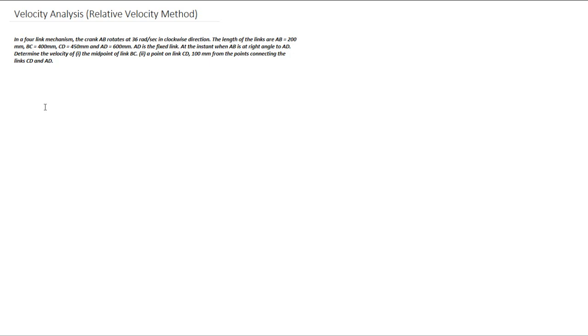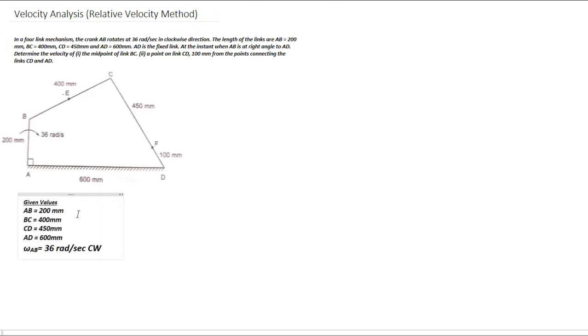First of all, we have to draw the configuration diagram, the space diagram, with correct dimensions or by using a scale factor. After that we have to draw the velocity diagram. From that velocity diagram we will find the velocities of the midpoint of the link BC and the point which is 100 mm from the point D. Okay, so let us solve the problem.